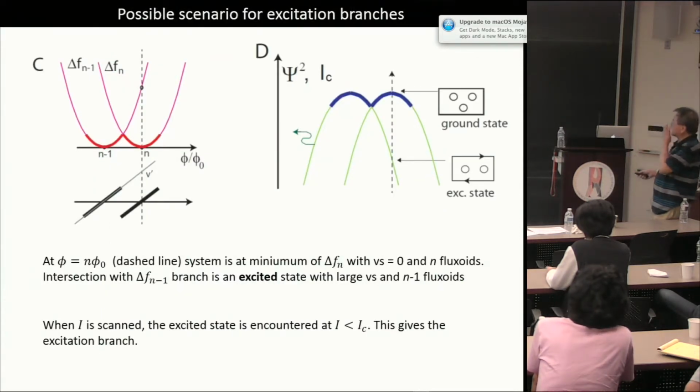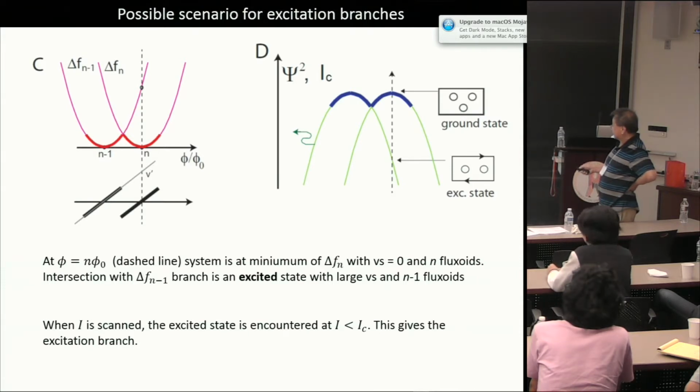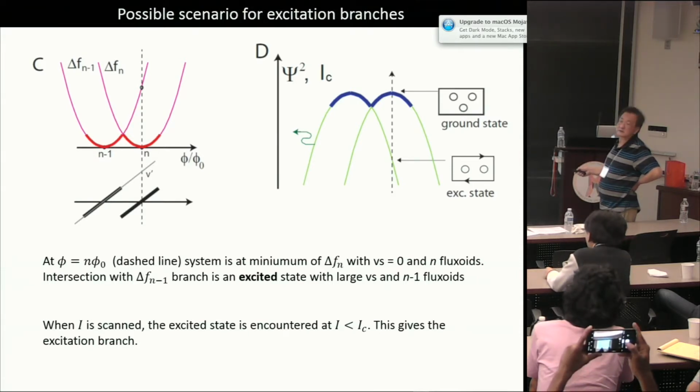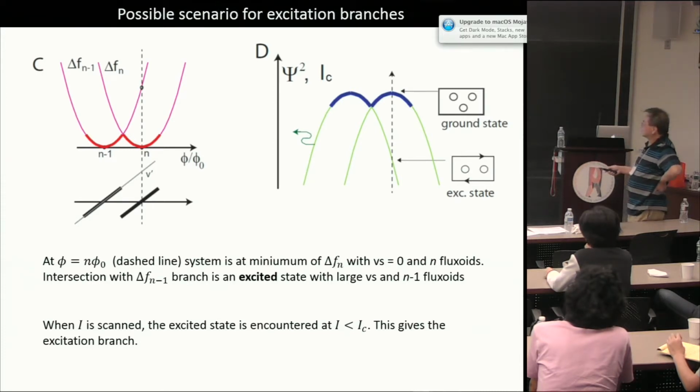Okay, so here's how we understand it. Remember, the free energy has many branches, right? Each one of them is centered on an integer number of flux quanta. As you increase the field, the system likes to sit at the minimum, or it likes to trace up the minimum of the curves, and it will jump when they intersect. So let's say that you're sitting at the dashed line at exactly an integer number of flux quanta. That is your ground state. You're happy with this, right?